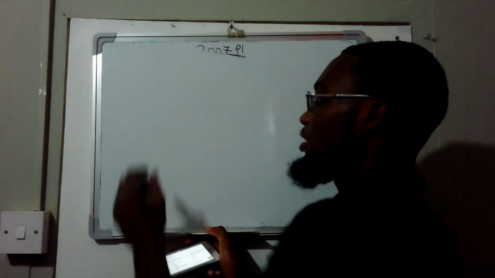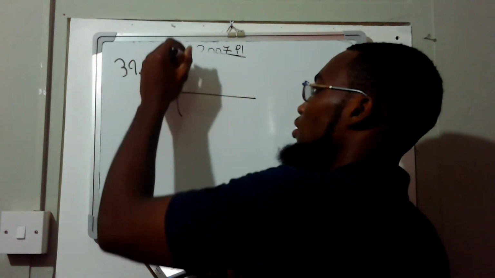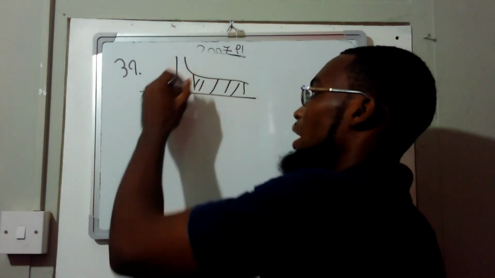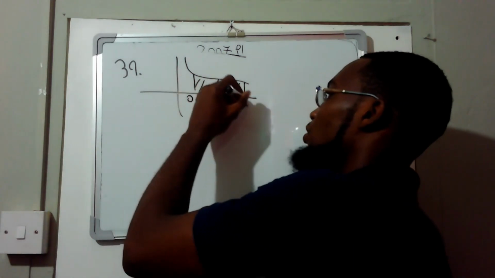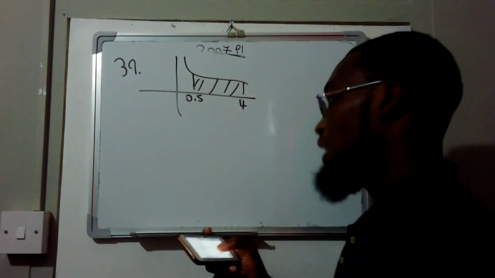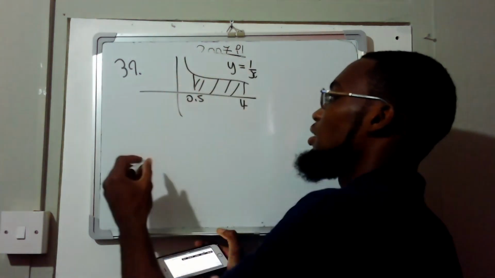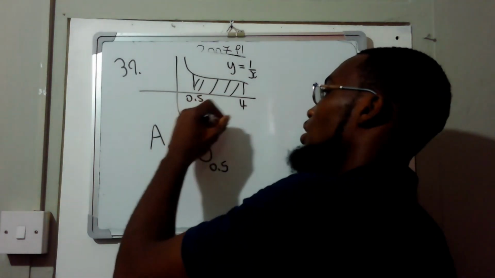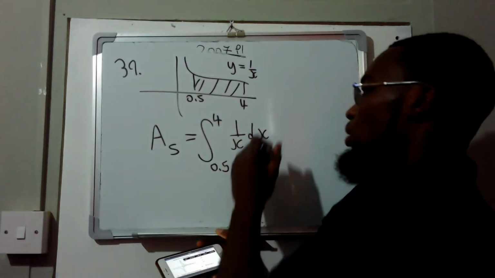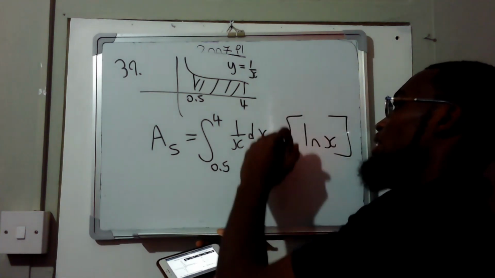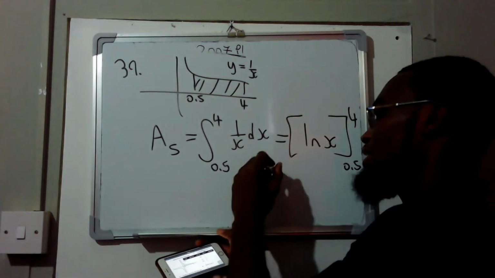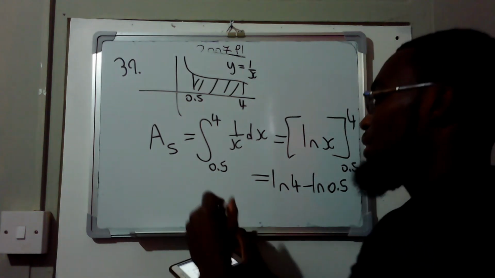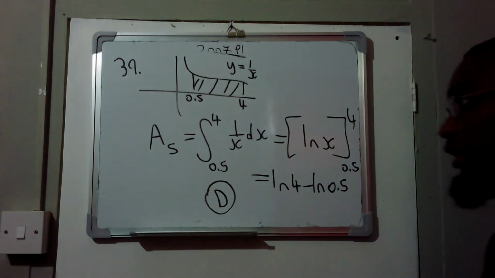Question 39, it gives us a graph. And they shade that area right here from 0.5 to 4. And they want us to find the area shaded. And this is the graph y equal to 1 over x. So the area shaded is equal to the integral from 0.5 to 4 of 1 over x dx. When you integrate 1 over x, you get ln x, and you're going from 0.5 to 4. So that's just ln 4 minus ln 0.5. That's option B. Nothing too hard.